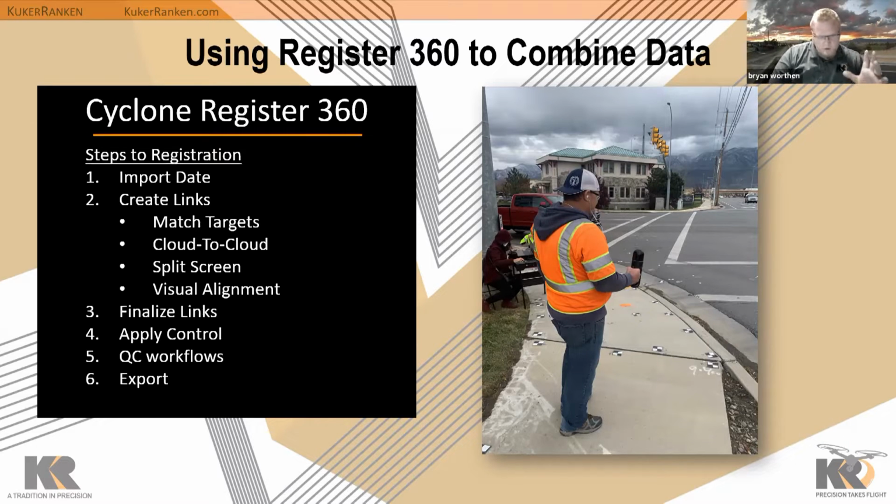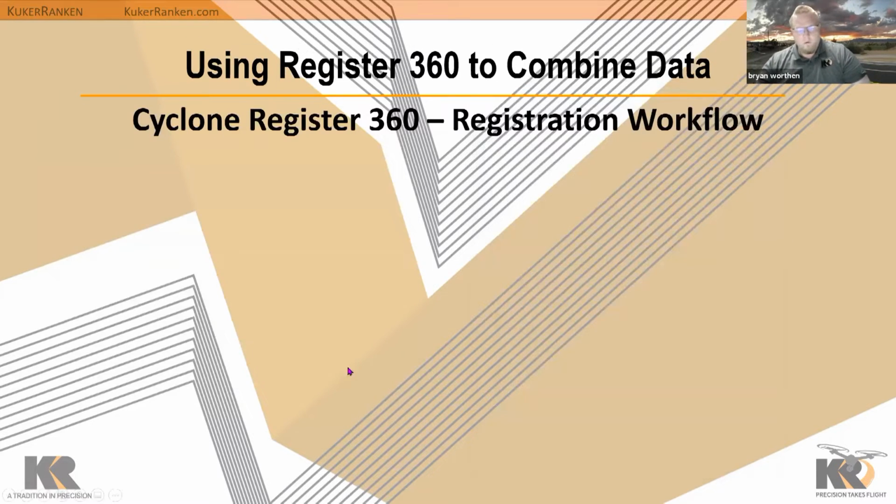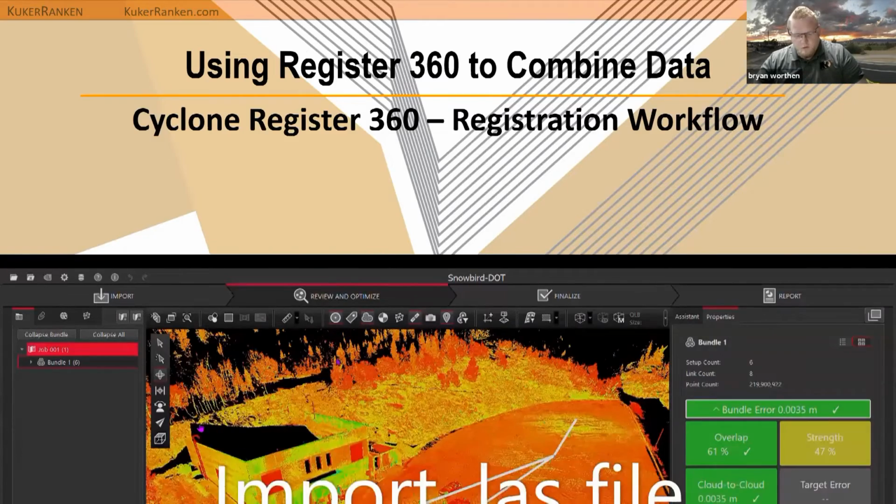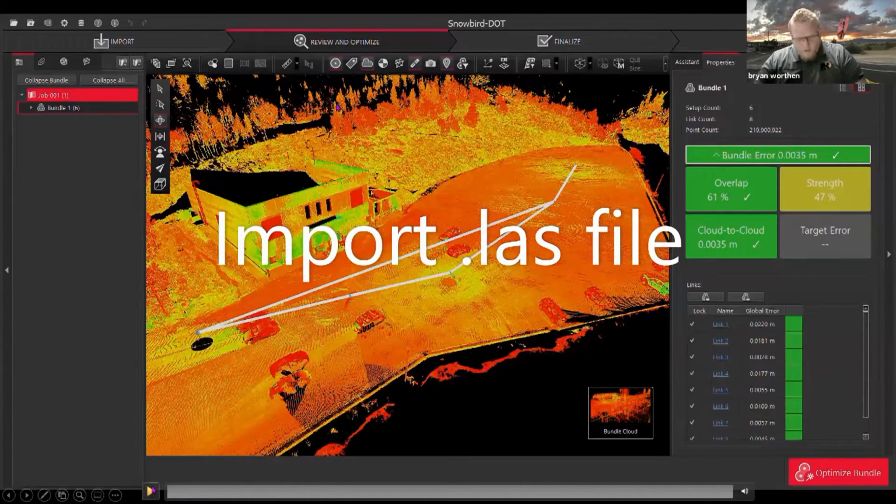After you create your links, you will finalize them. You will apply your control, put it on your coordinate system, your survey points, whatever, QC it and export it, and that's it. So let's get into it. I tend to be long-winded, so I got a video, and I'm just going to narrate what this looks like, and the step-by-step will make a lot more sense with this.